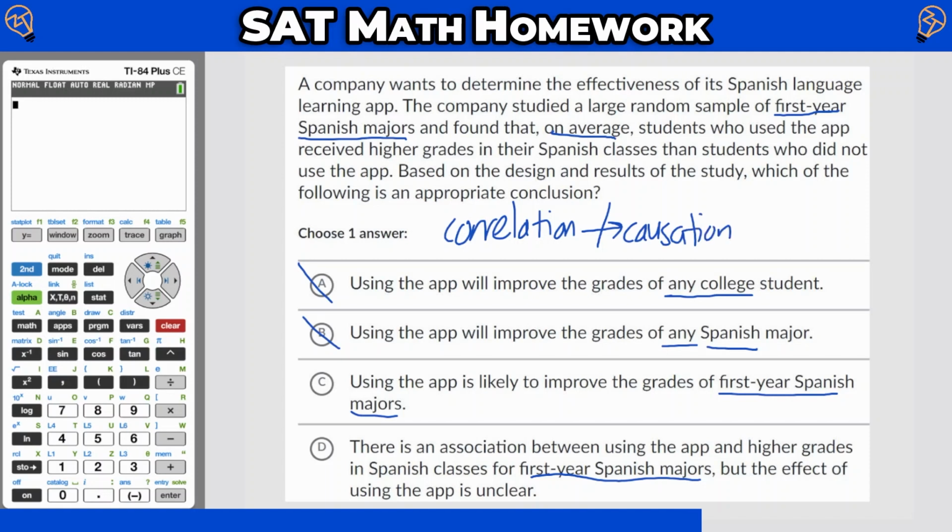It's really key. So just because we see a correlation does not mean that the cause of that correlation was, in this case, let's say using the app. We wouldn't be able to say that using the app is the cause of it. We could say that there's an association. However, the effect of the app is unclear. In other words, we can't necessarily say that the cause is from it. So that makes the correct answer D.